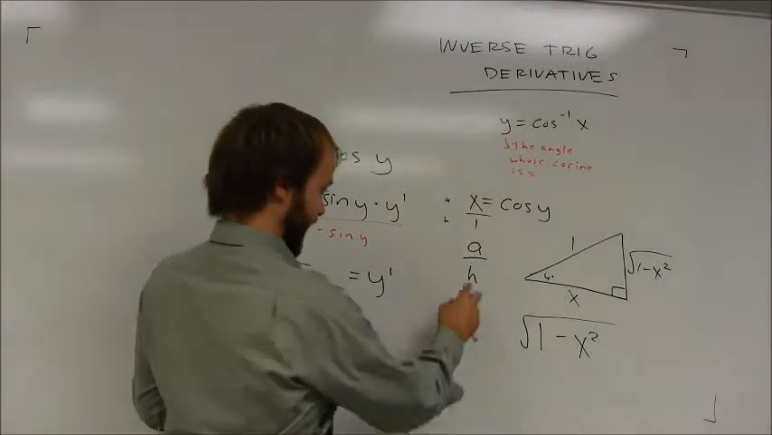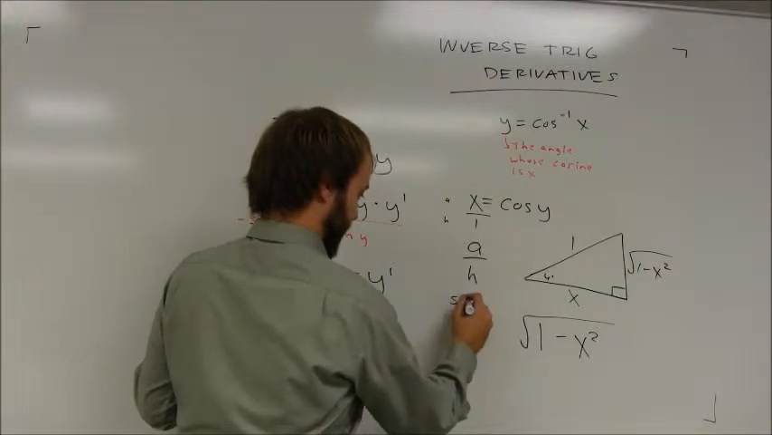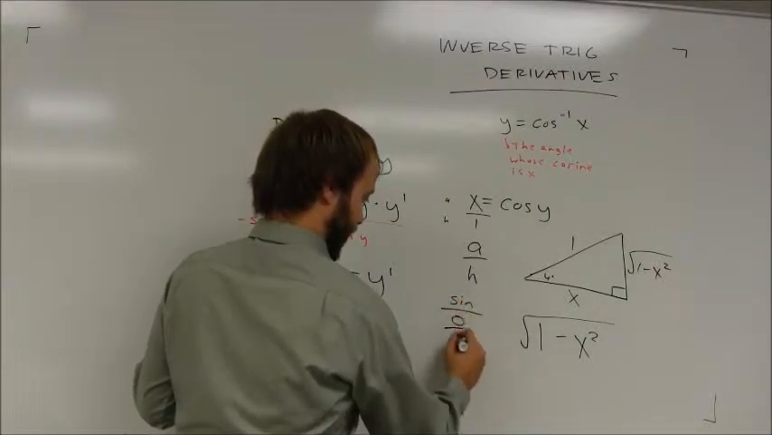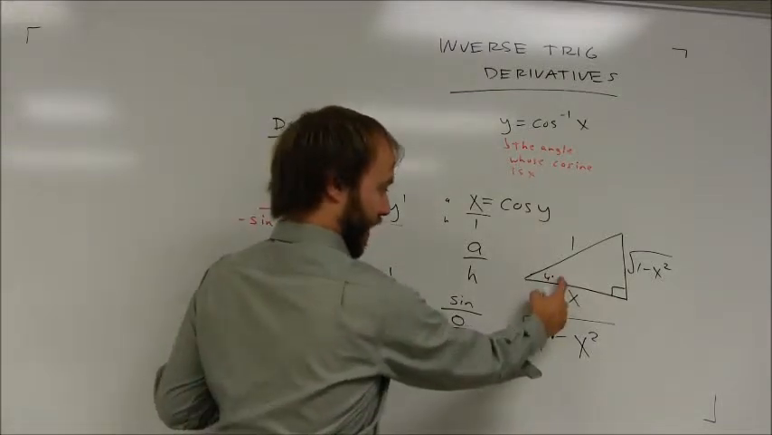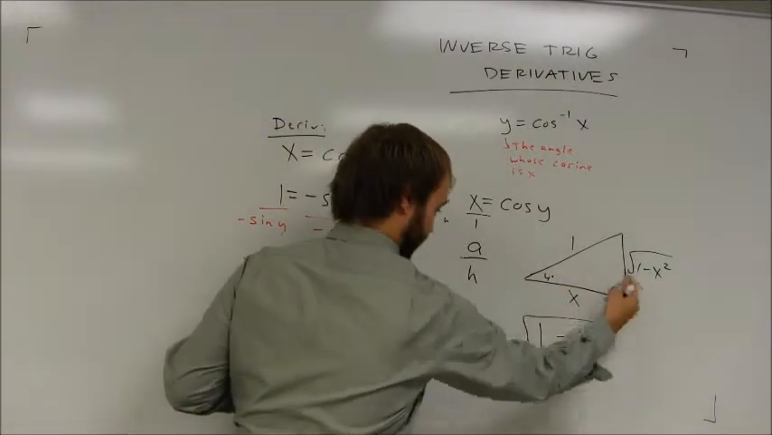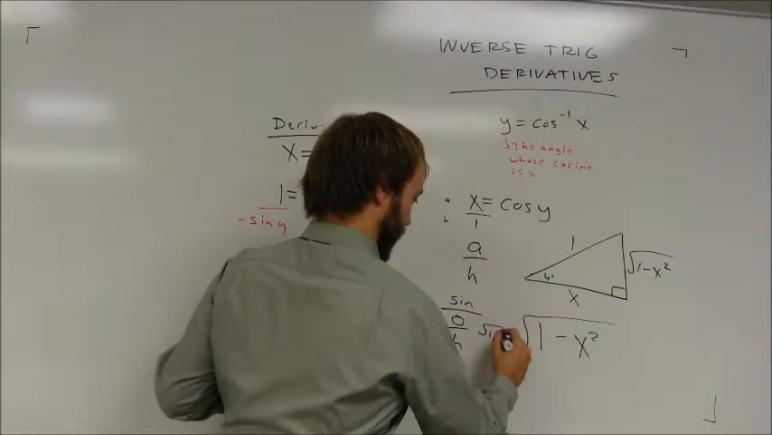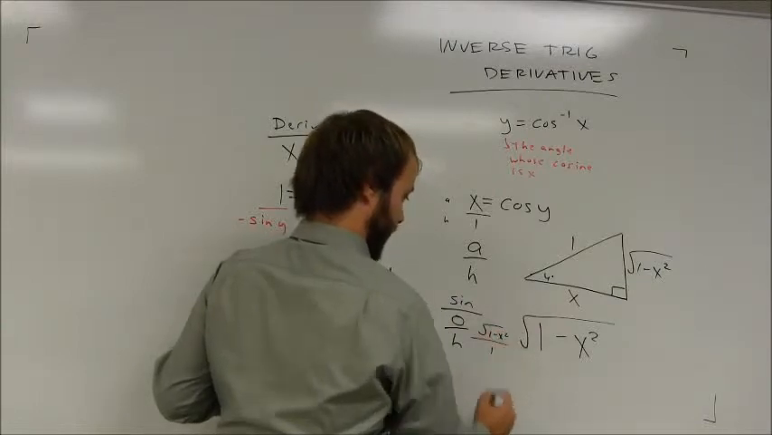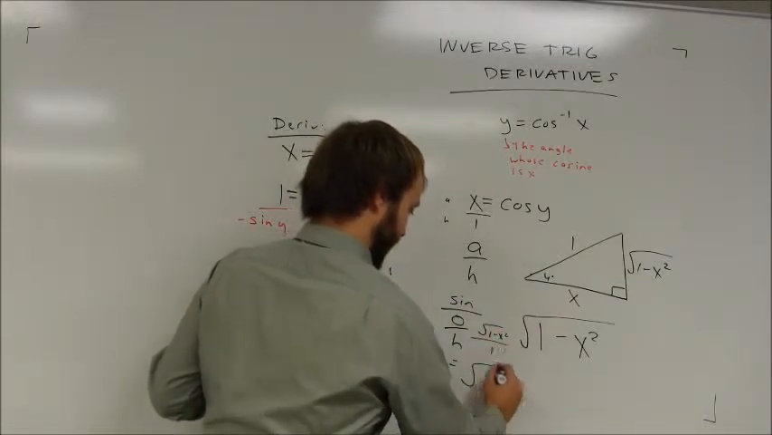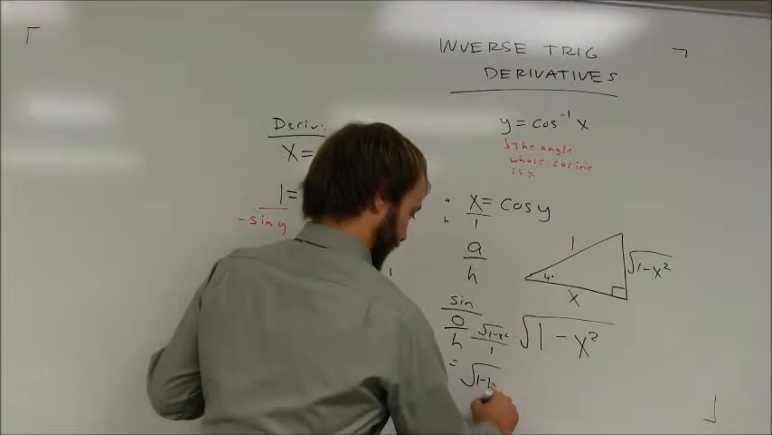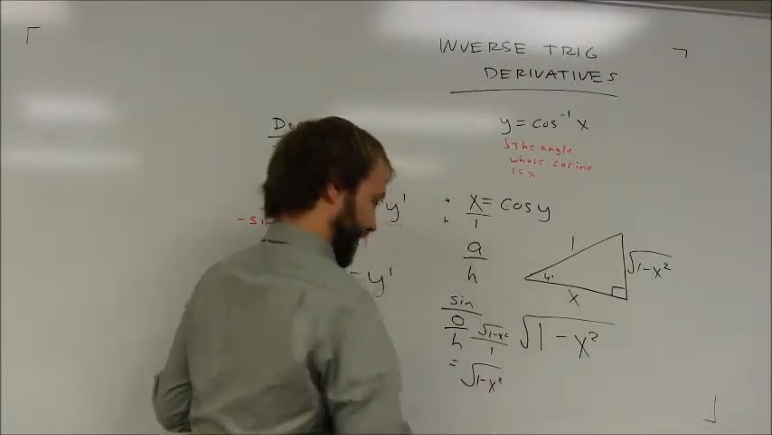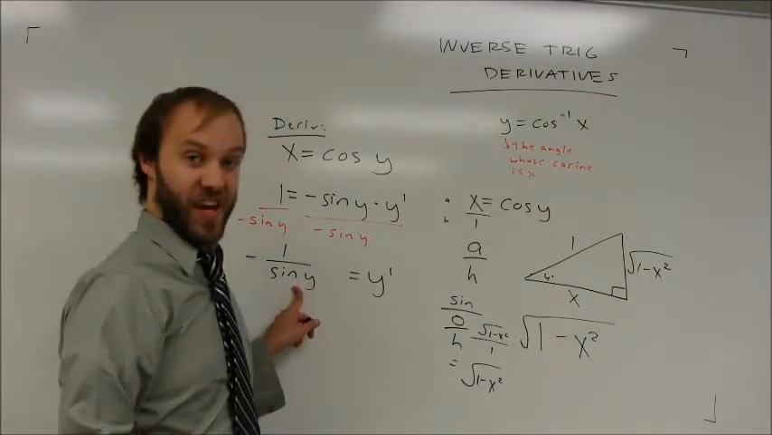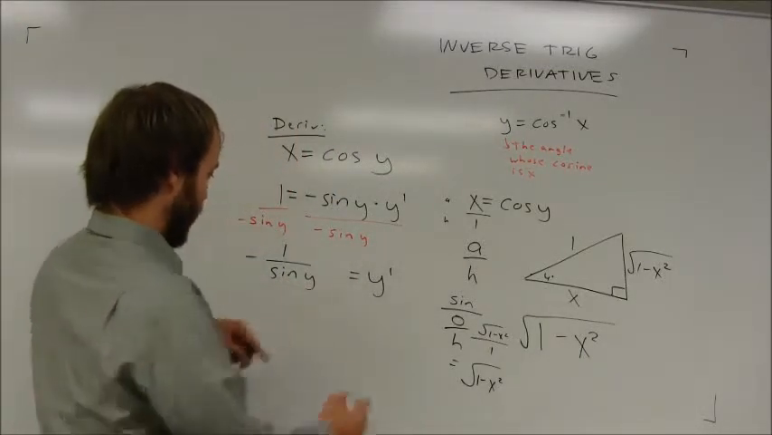So I need to replace sine of y over here. I know that sine is equal to the opposite side over the hypotenuse. And so I have my triangle drawn here for angle y. The opposite side is radical 1 minus x squared. The hypotenuse is 1, and so the sine is just going to be radical 1 minus x squared. And if you think that looks a little familiar, that's because that's the same thing we had back before with the inverse sine derivative.